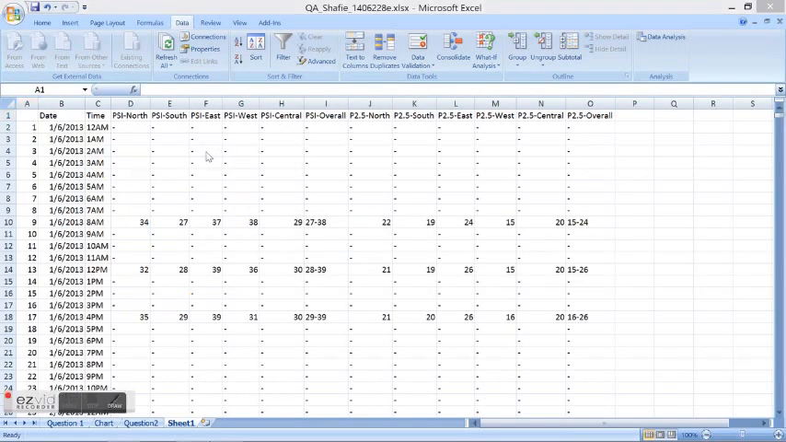This assignment is about the PSI in different regions. So what is PSI actually? It is the Pollutant Standard Index. And then we have different areas, which are north, south, east, west, and also central.